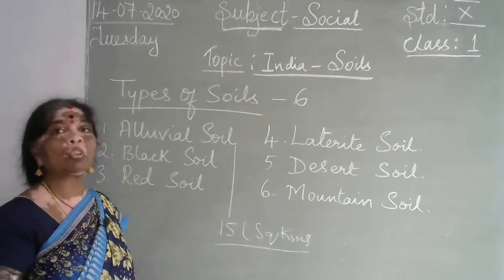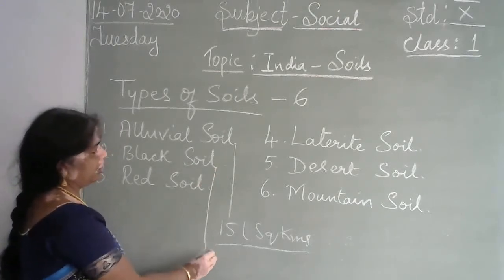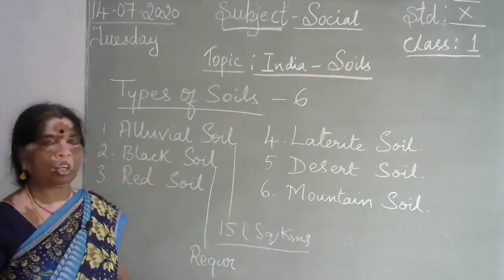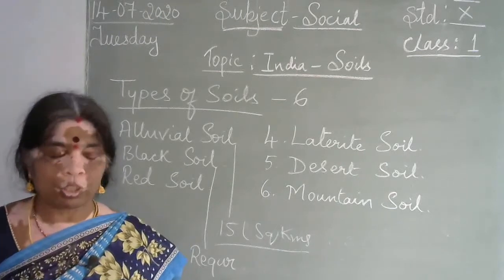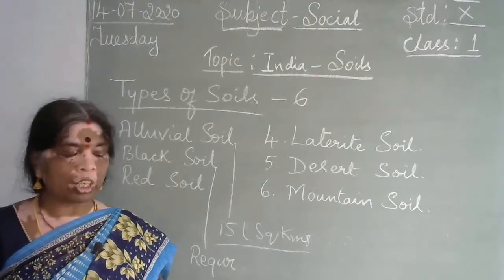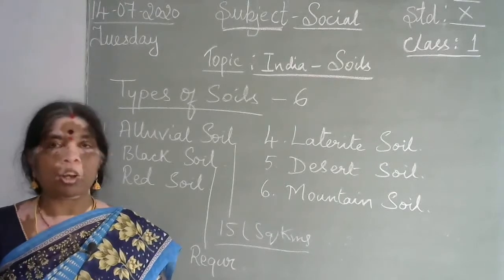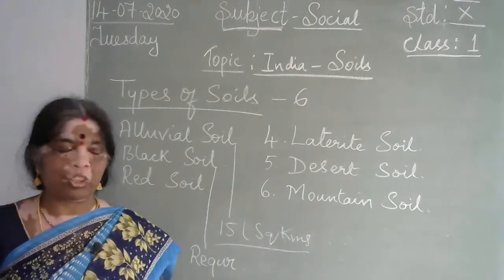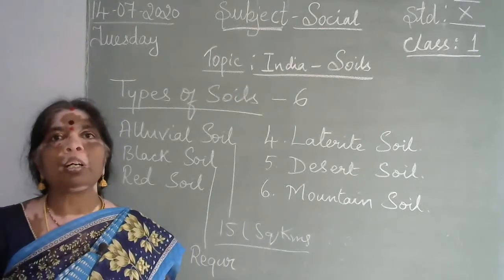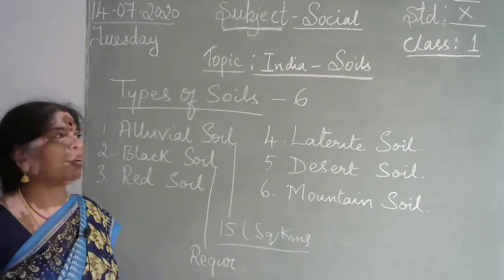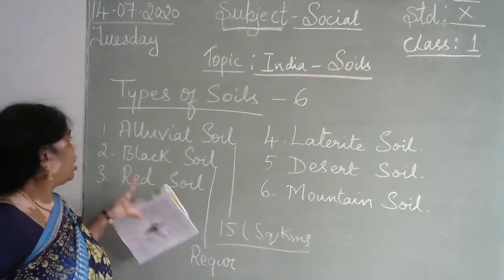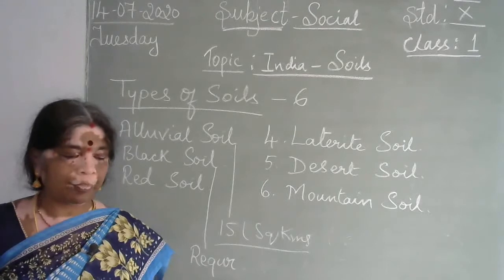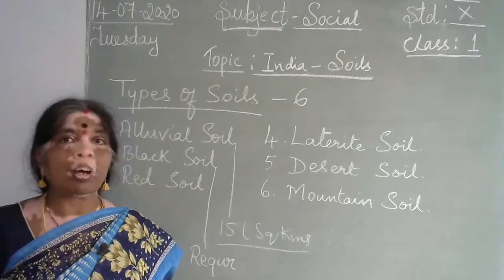Black soil is also known as regur soil. It is also called black cotton soil as it is best suited for cotton cultivation. This soil is derived from basalt rock. The name of the rock is basalt rock. So this black soil has been derived from that rock.